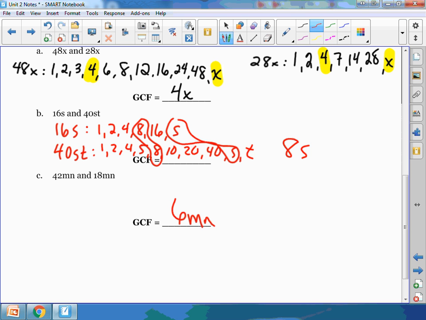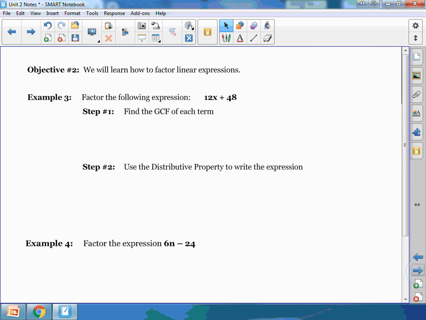Yeah, I agree with that. If you determine that, like I said, I don't even need you to make a list. So if you see that when you're making your list, absolutely go with it. All right, good. Now let's take a look at how we factor these expressions.